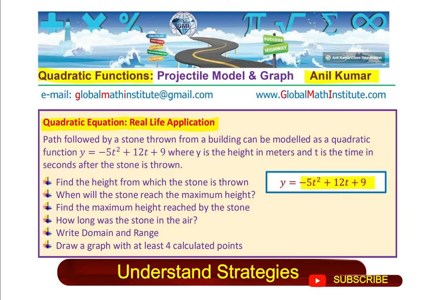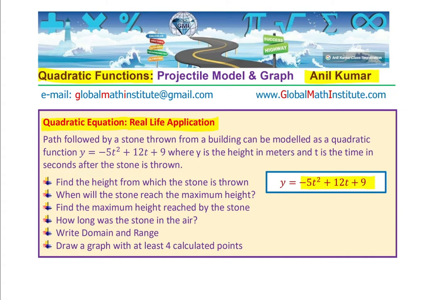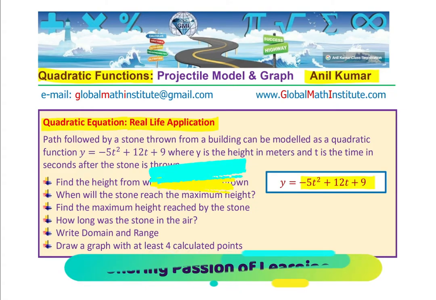You need to find the solution for: find the height from which the stone is thrown, when will the stone reach the maximum height, what the maximum height reached by the stone is, how long was the stone in air, write domain and range, and draw a graph with at least 4 calculated points. That covers almost all the concepts you need to know to answer such application questions.